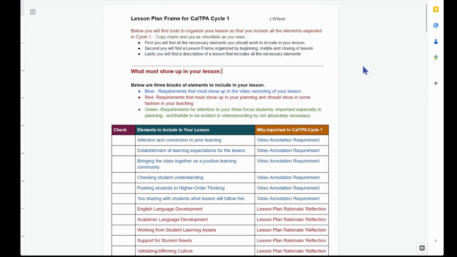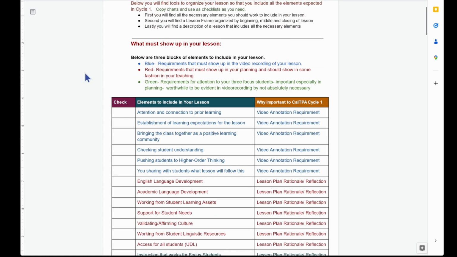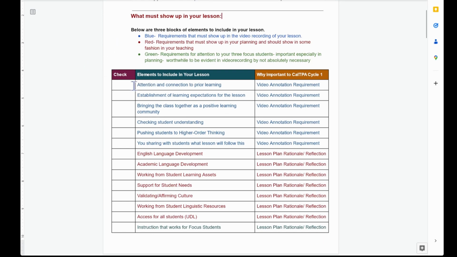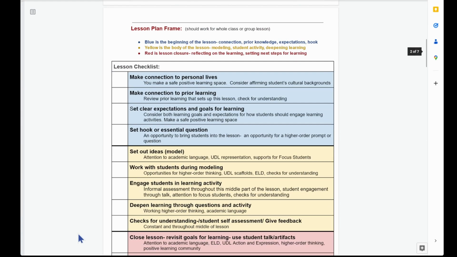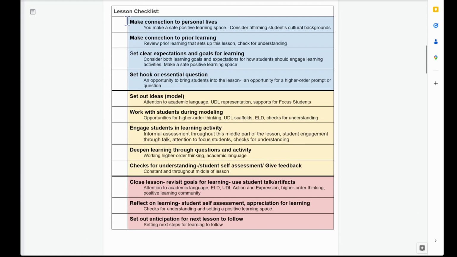So you can see in the first section here, I set out all the necessary elements for the lesson, and I've color-coded them based on the requirements for Cycle 1, whether they're for the video, for the lesson plan, or rationale reflection. Everything's organized here. You do all of these things in your lesson and in your planning, and you'll have a successful lesson for CalTPA.